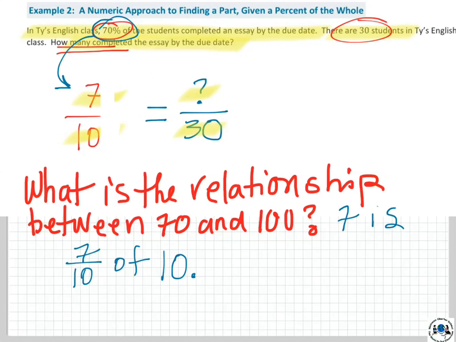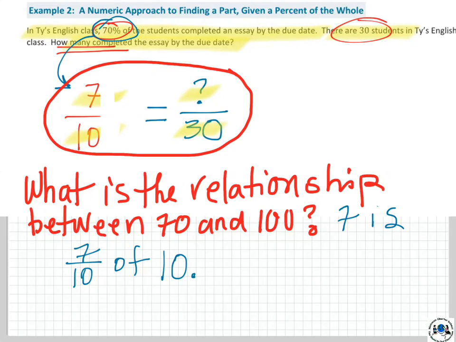And we could actually do that. That 70 hundredths can be reduced down to 7/10, which is a lot easier to work with. And then let's look at this relationship right here. So we're trying to find out now. All we are doing now is creating an equivalent fraction.